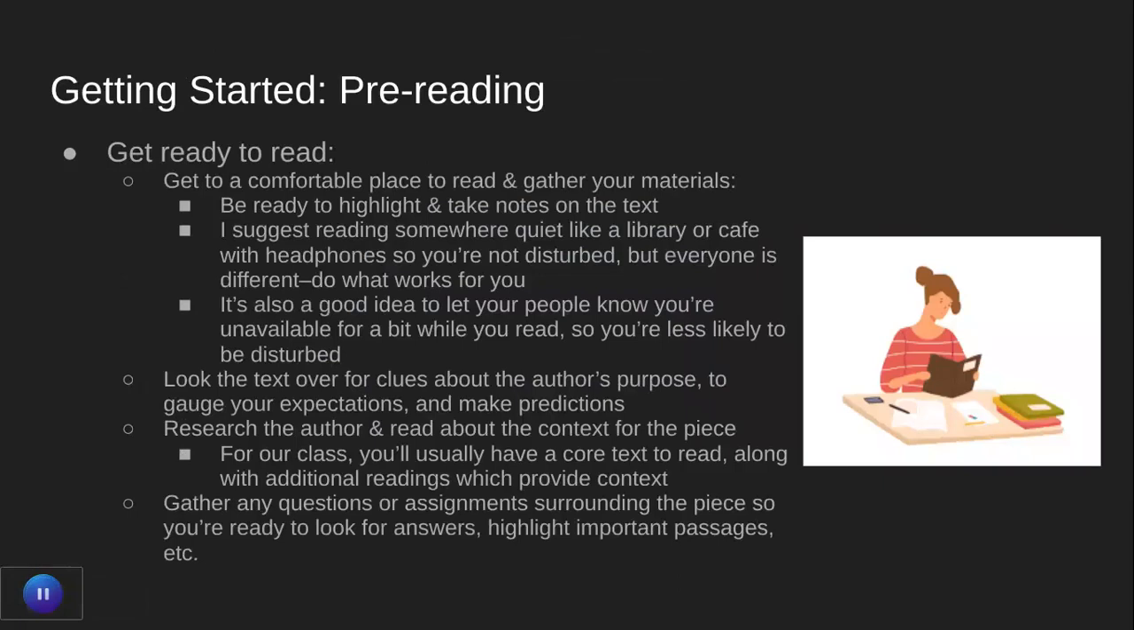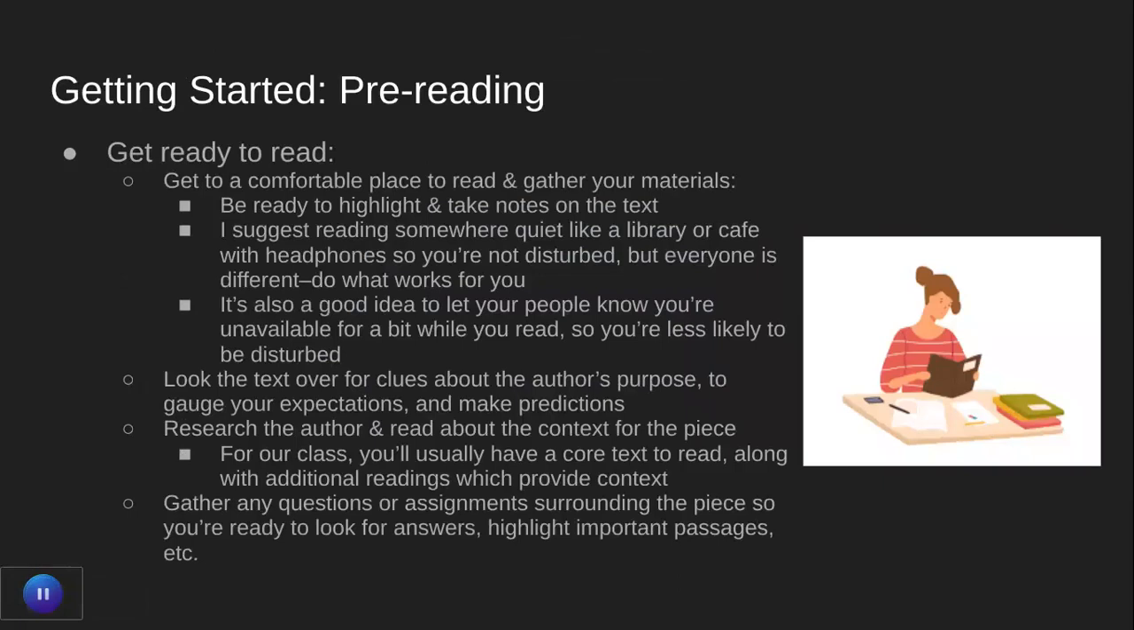Once you're ready to read and you're in a place that's comfortable for you, you hopefully have limited some of your distractions, then you should start by just looking over the text. We want to look for clues about the author's purpose, gauge our expectations, and make predictions. For example, I might look at the title of a piece. Maybe it's called The Yellow Wallpaper. That's one of the stories we'll be reading. A prediction that I can make is that this might have something to do with some yellow wallpaper. Maybe somebody loves it. Maybe they hate it. Maybe the characters fight about it. I don't know, but those are some predictions that I might make just based on looking at the title.